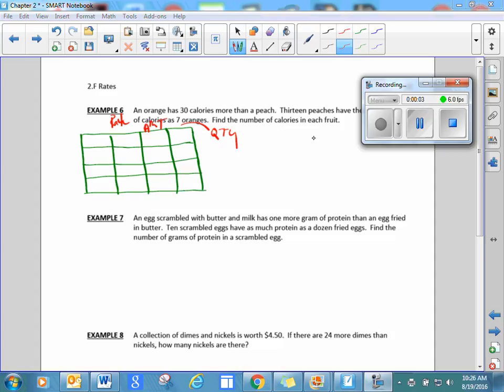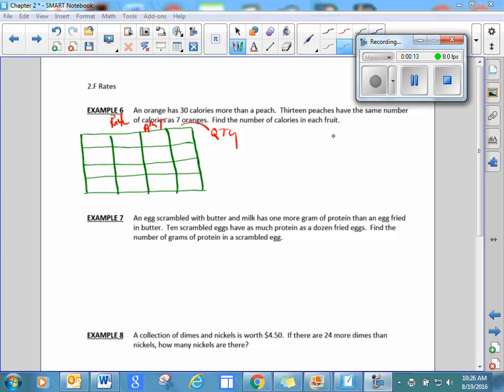Here we go with more examples on section 2F, rates. You might remember this is where we're going to draw a handy dandy chart that's going to help us out. We're going to read the problem, make sure we understand what they're asking us to do, and then we're going to go fill in our chart. This says rate. We're going to put our rate in this column, the amount that we're dealing with in this column, and this is going to be a multiplication problem. The rate times the amount is going to equal the last column, which is the quantity.